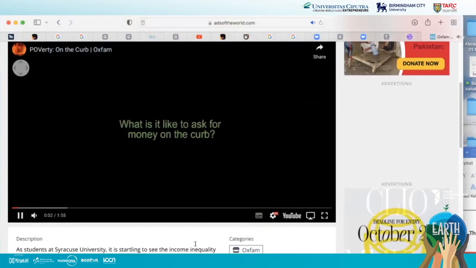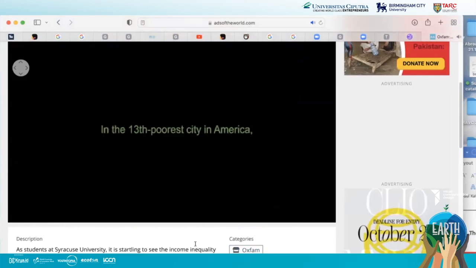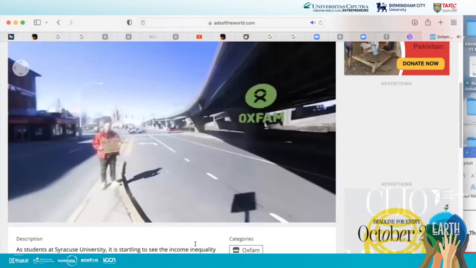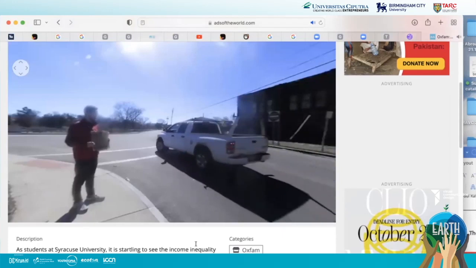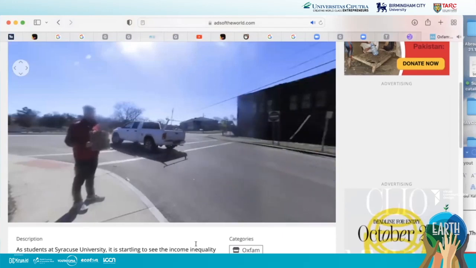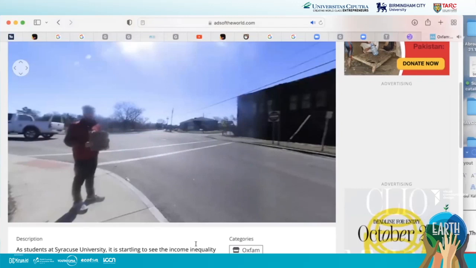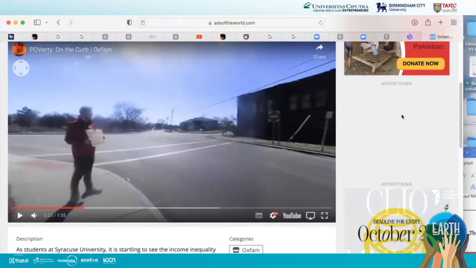So what is it like to ask for money on the curb, on the street, in the 13th poorest city in America? We're determined to find out. So this is a student project. They're using Oxfam, and they're using the street sign to see, can I get money? Well, yeah. That's interesting. Does that make sense, Ray?